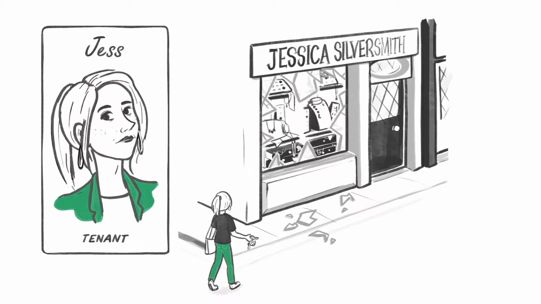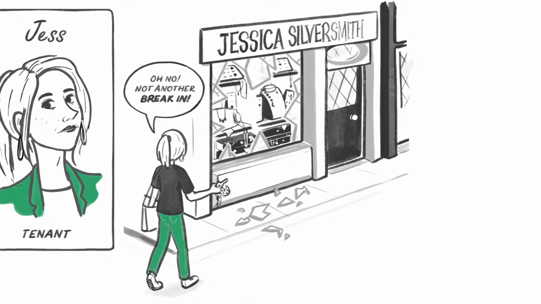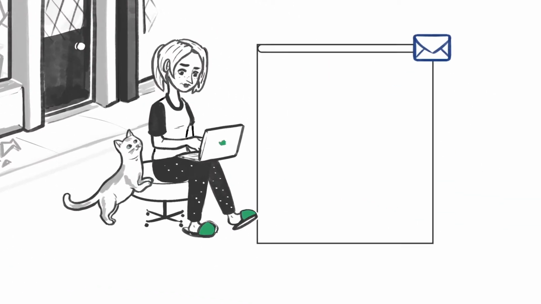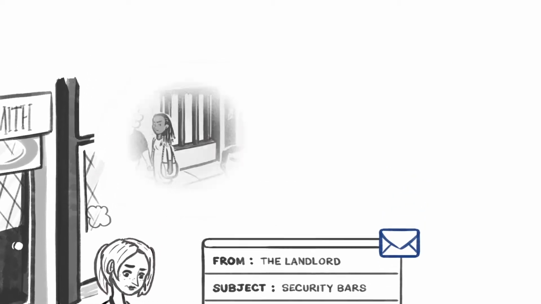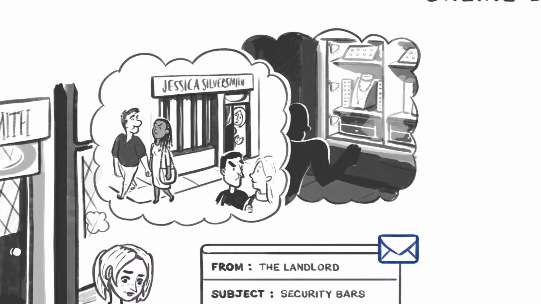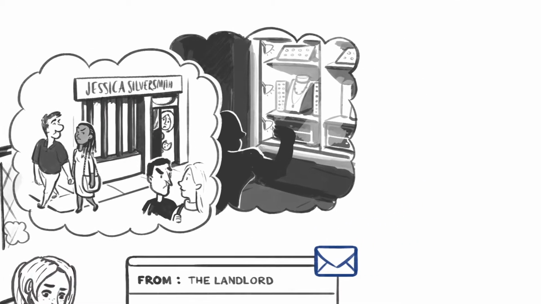She's been broken into twice and wants security bars fitted. Unfortunately, the bars her landlord proposes are unsightly. Jess fears they could undermine the shop's appeal and reduce trade. But no security bars probably means another break-in. This is where the Small Business Commissioner can help.